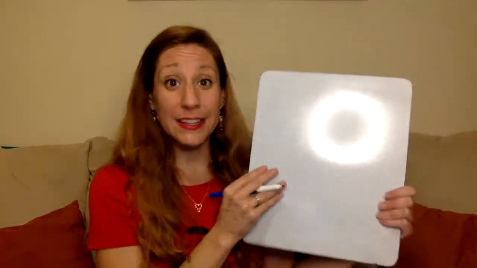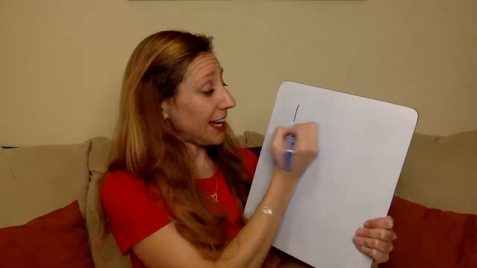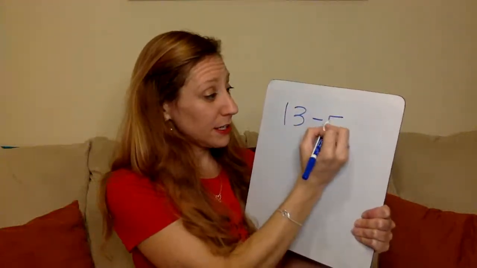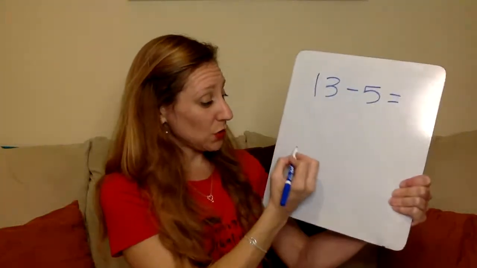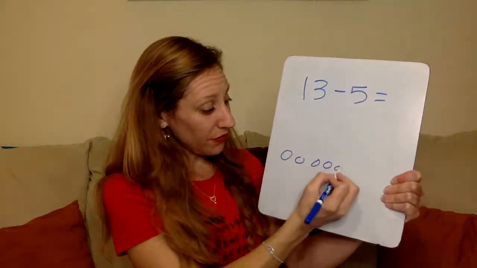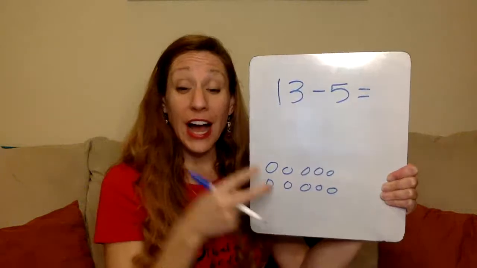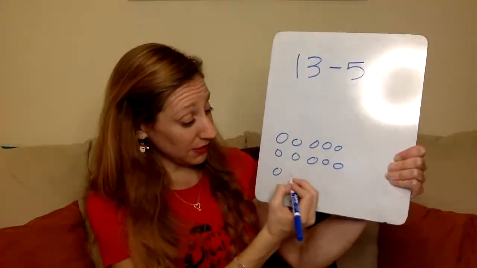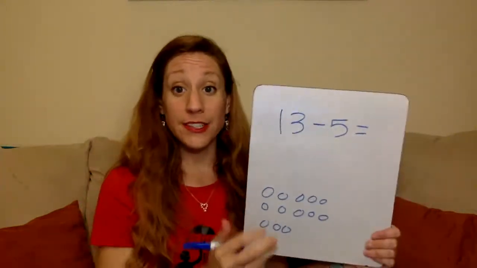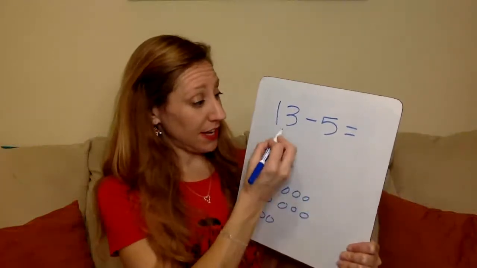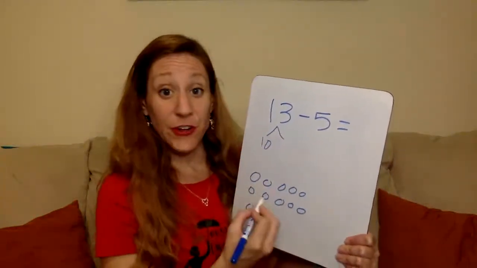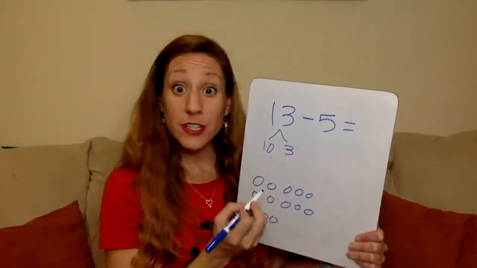Let's practice a couple more, and I will show you those 10 frames again at the bottom. So if I had 13 minus 5, so 1, 2, 3, 4, 5, 6, 7, 8, 9, 10. I do them in rows of 5 because that's what our 10 frames look like. And 3 for the ones. 13 minus 5. I have my 10 frame full, my 3 extras.